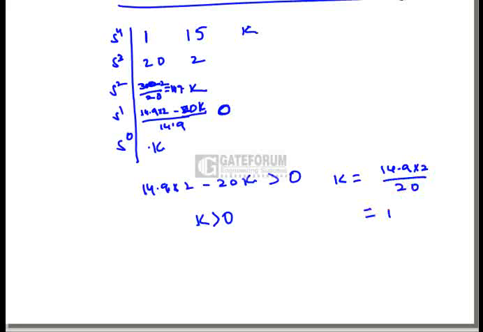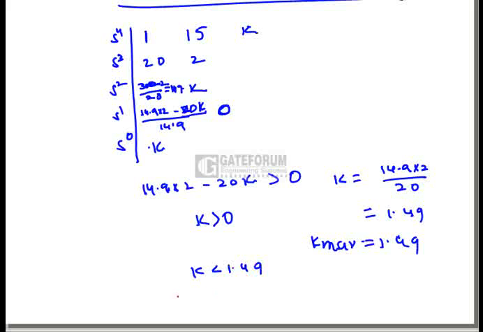So that means we will get 1.49. So that means if k is less than 1.49, then the system is stable. So the marginal value of k is 1.49 that we got. Now if k is less than 1.49, the system is stable.